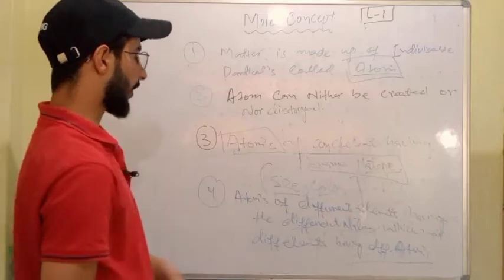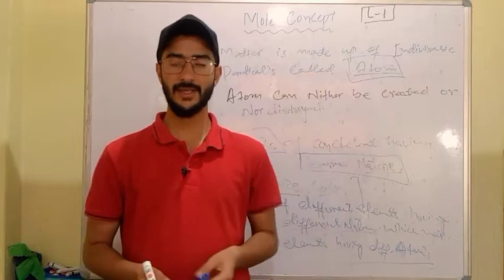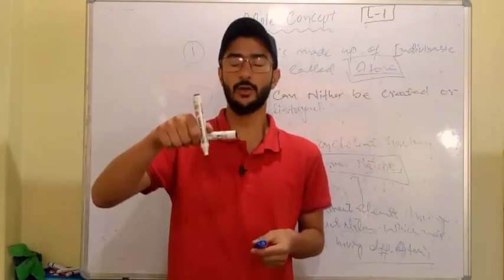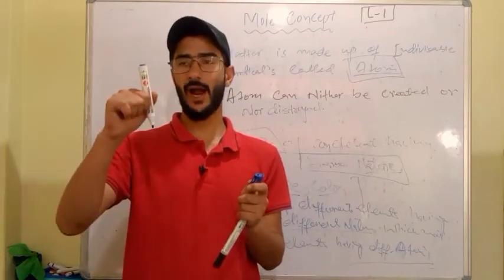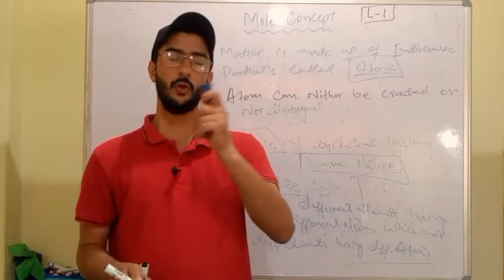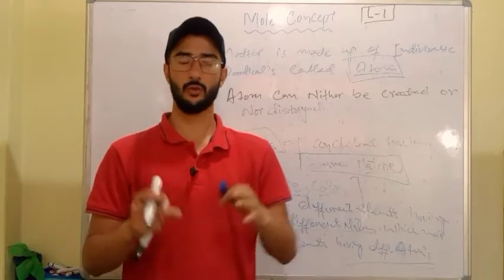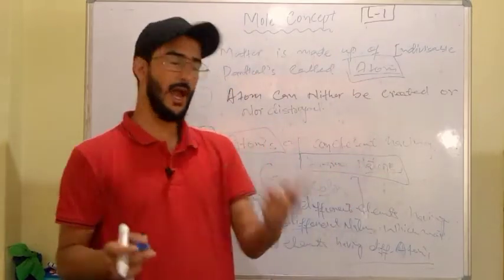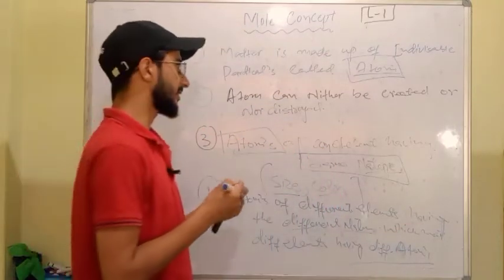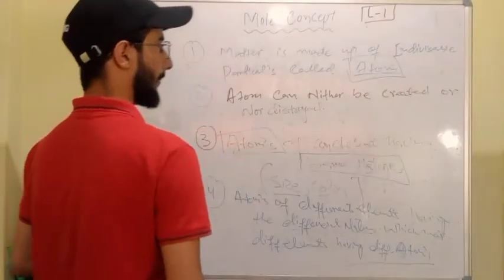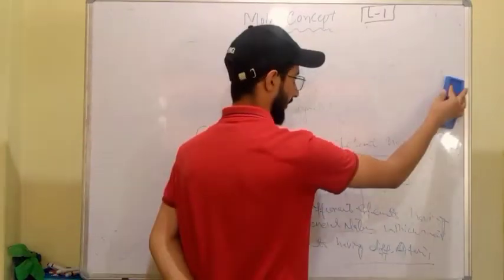What does this fourth postulate mean? It means if I have one element hydrogen and a second element carbon, the atoms of carbon have a different nature and the atoms of hydrogen have a different nature. So the atoms of hydrogen will not be the same as those of carbon. So different elements have different atoms. This was all about the postulates of Dalton's atomic theory.